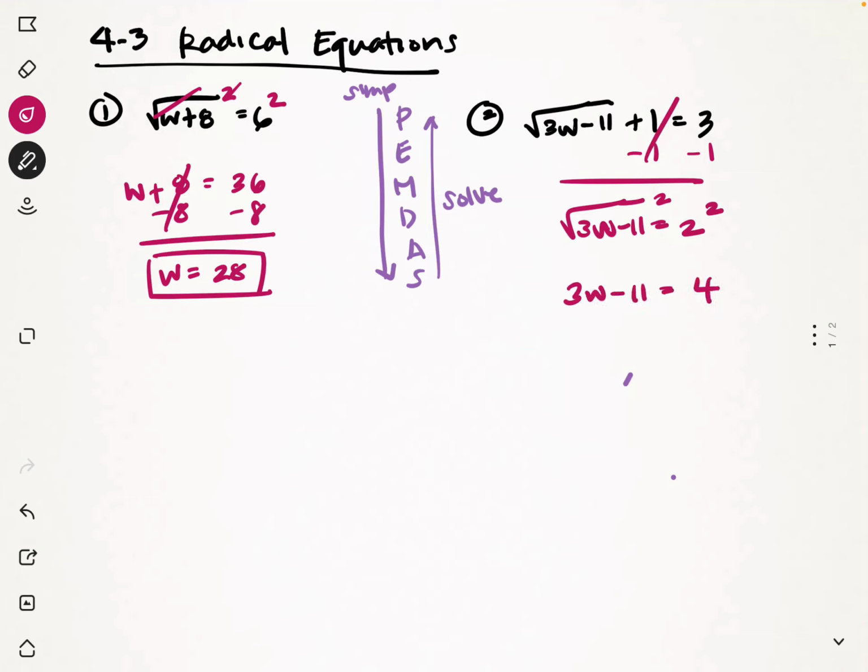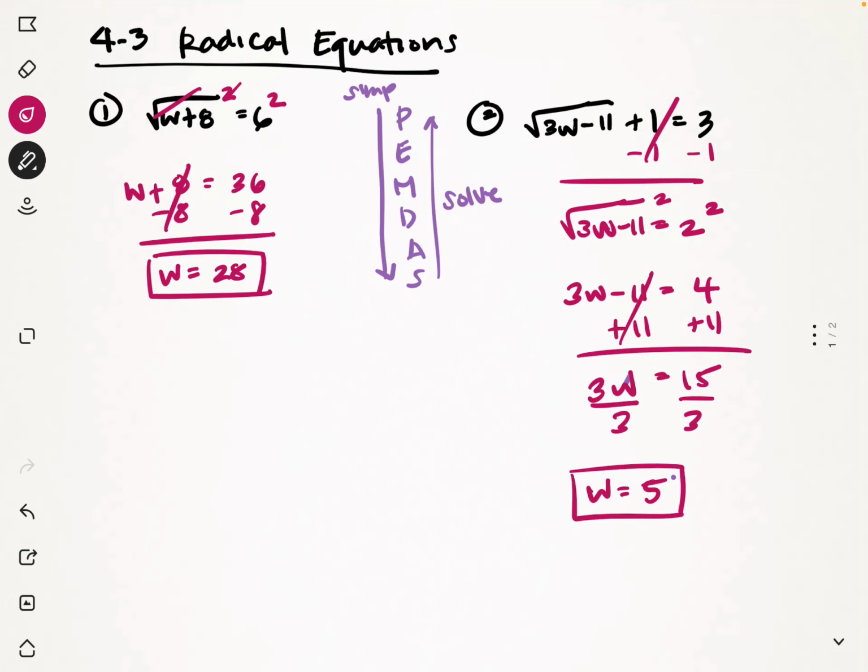2 squared is 4. And now we just have a two-step equation. So we're going to add our 11. Four plus 11 is 15. And then we divide by 3. So W equals 15 divided by 3, which is 5.